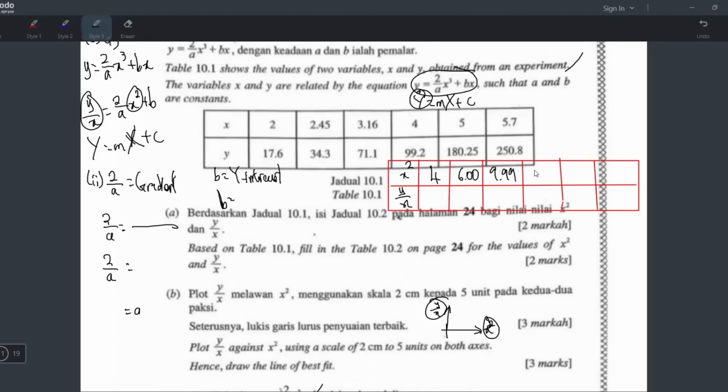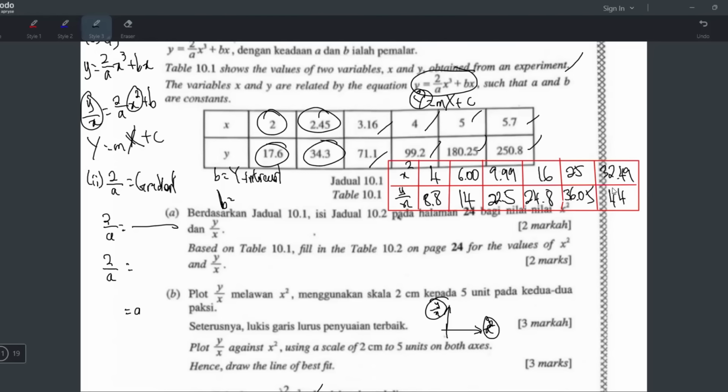Okay. All right, and then 4 square is 16, 5 square is 25, 5.7 square, let me press. Okay, I got 32.49. So 2 decimal place, 32.49. Okay, good. All right, what about yang bawah ni? Bawah is y over x. That means you have to take ini bahagi ini. 17.6 divided by 2. So I get 8.8. And then this one divide this one, I got 14. And then this divide this, 22.5. You can use your calculator lah for this part. I don't have to teach you, right? This one divide this, just press calculator, 24.8. And then this one divide this one, 36.05. And then last one, this one divide this, 44. Okay. All right, let me just double check.